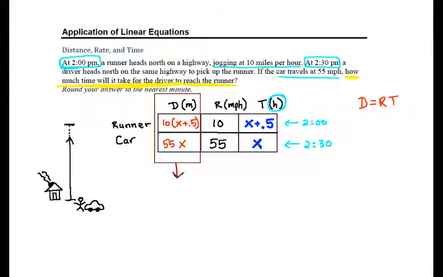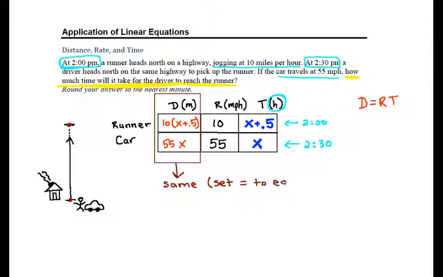So I want to think about how these two distances are related. This is where my picture comes into play. We've got a runner and a car leaving the house. We've got a runner and a car meeting up again, right? They are going the exact same path, and therefore they are going the exact same distance. And that is my clue that because these two are the same, I can set them equal to each other.